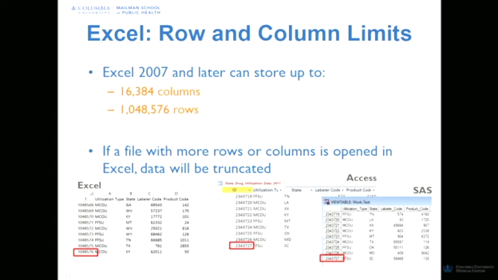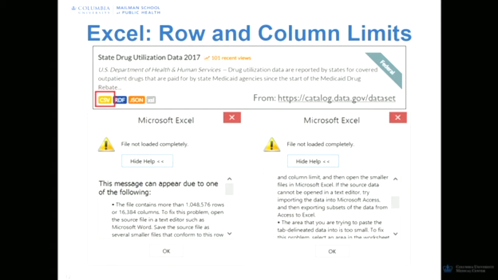1,048,576 rows. Now, if I hadn't known that, because it's kind of a weird number, these are all base 2 numbers, so unless you have an incredible ability to recognize numbers in base 2, you might not realize that that's not where the end of the file should be. So I did it again. I took the same CSV file. I opened it in Access, and I opened it in SAS. And you can see in both of these that this file actually had 2,343,727 rows.